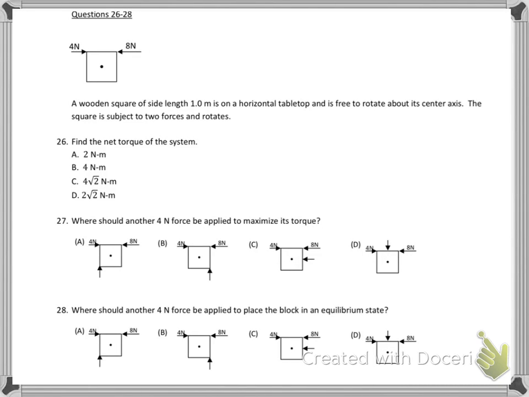Questions 26 through 28. A wooden square of side length 1 meter is on a horizontal tabletop and is free to rotate about its center axis. The square is subject to two forces and rotates. Find the net torque of the system. All right, so 26, find the net torque of the system.